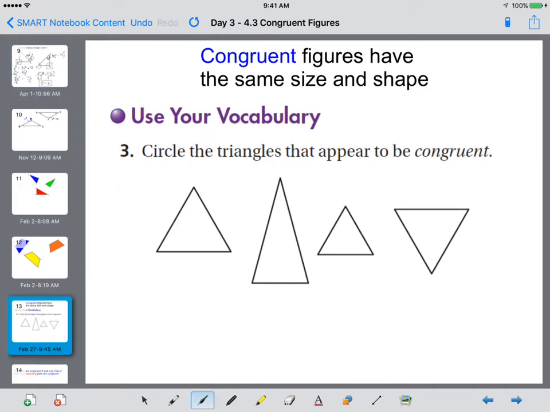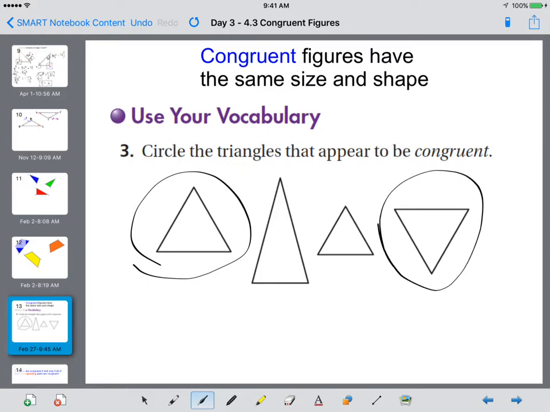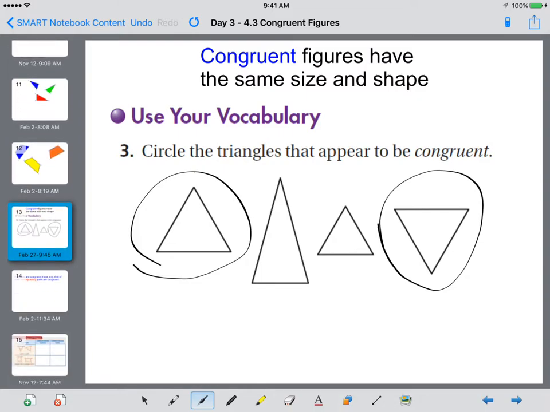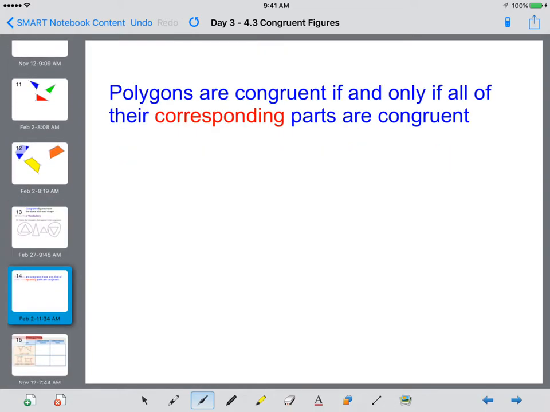Okay. Congruent figures have the same size and shape. Circle the triangles that appear to be congruent. Well, in my eyes, these two triangles appear to be congruent. They have the same size, same shape, one's just rotated. So for polygons that are congruent, they are congruent if and only if all their corresponding parts are congruent.